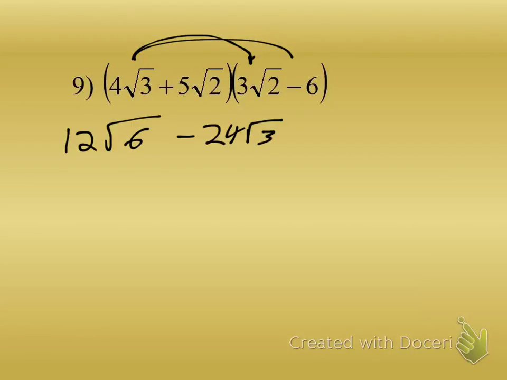All right? Go to your next ones. 5 rad 2 times 3 rad 2 gives you 15 rad 4. All right? Last one. 5 rad 2 times a negative 6 rad 2. All right? Now, at this point, and you'll probably have one like this on homework tonight, so be ready for it. At this point, you must do 2 things.